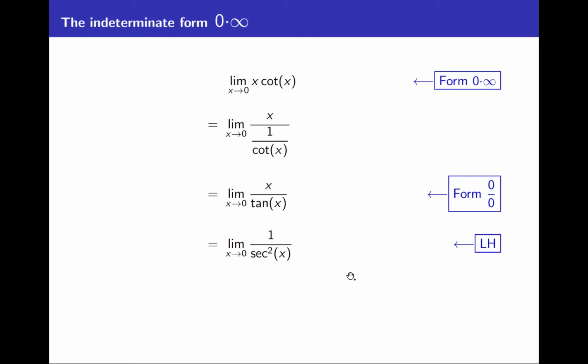Applying L'Hopital's rule, the derivative of x is 1, the derivative of tangent of x is secant squared, and this is a simple limit to evaluate. You can just use a limit law here, and you get 1 over secant squared 0, and that's equal to 1 over 1, or just 1.